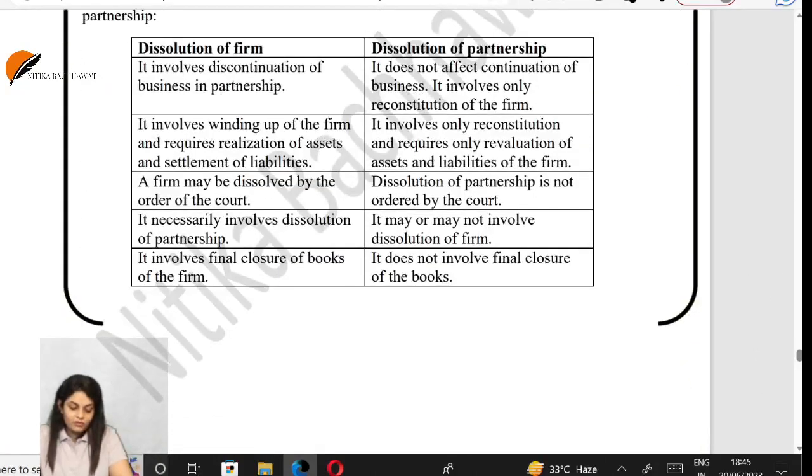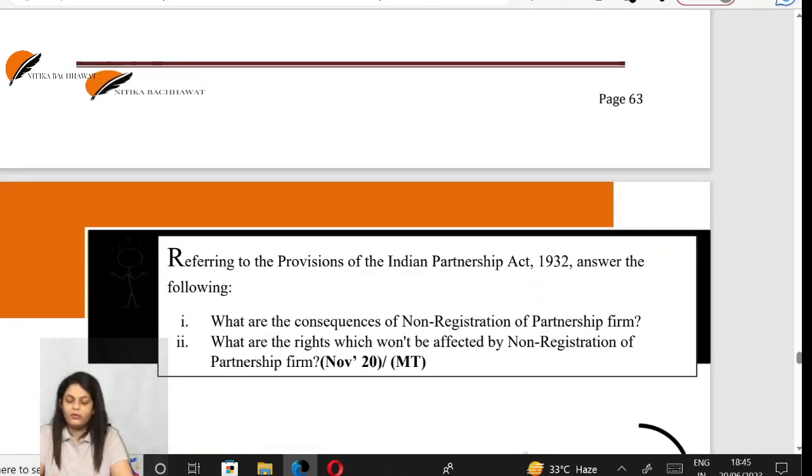In case of dissolution of the firm, the books of accounts are closed finally and permanently, but in dissolution of partnership it is only a temporary closing of books.